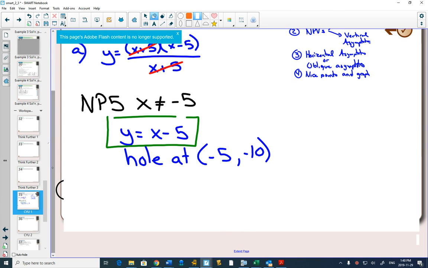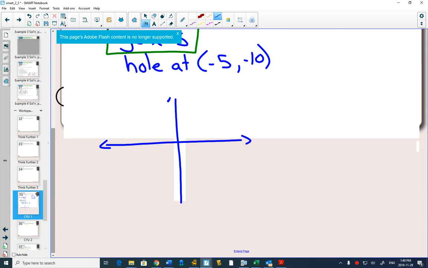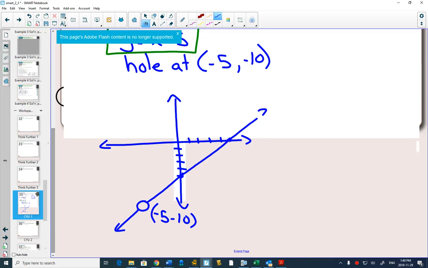So in this case, when we go to graph this one, x minus 5 has a y-intercept of -5, a slope of 1. You know how to graph a line already, so you just have to graph your straight line, but you have to add the coordinates of your hole to your graph.